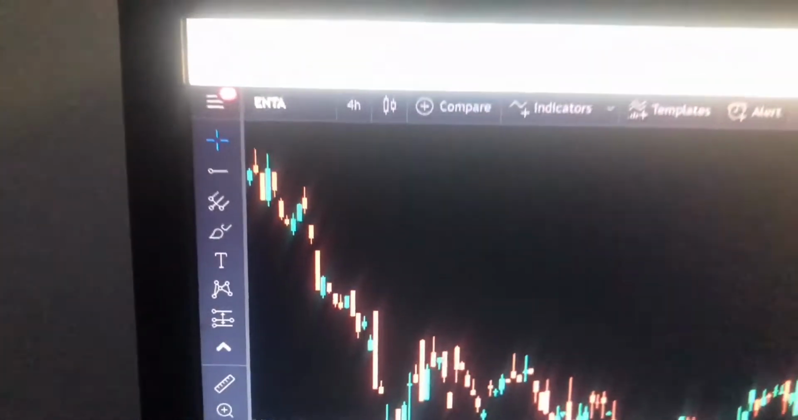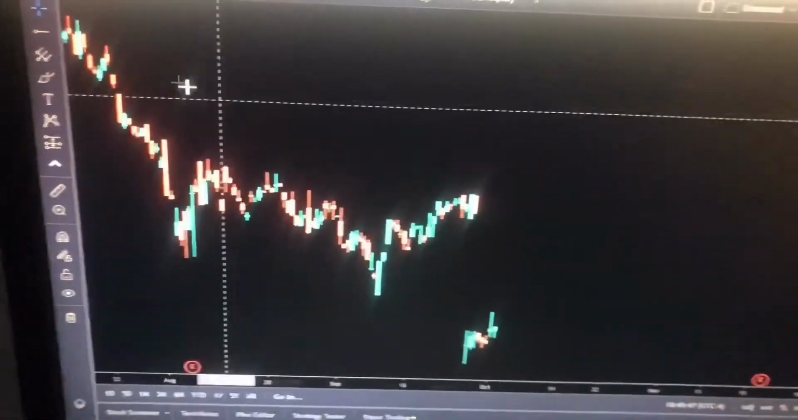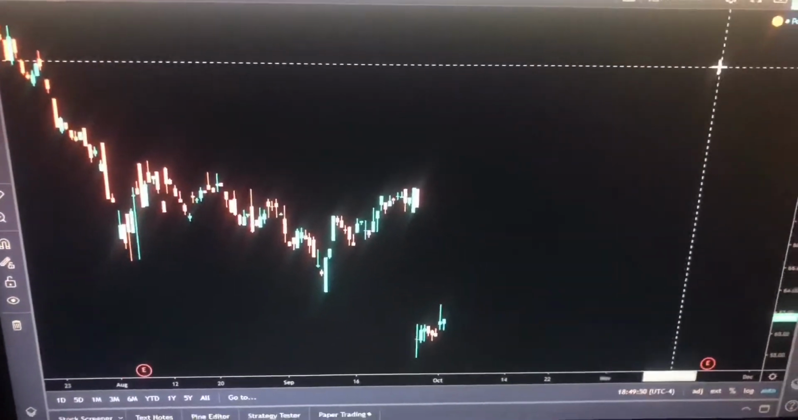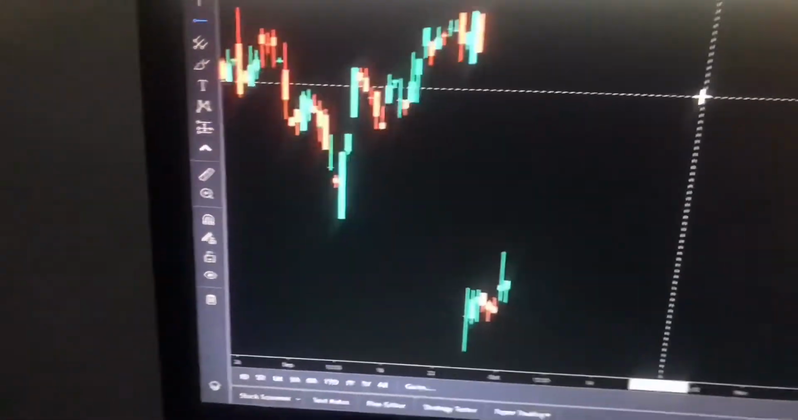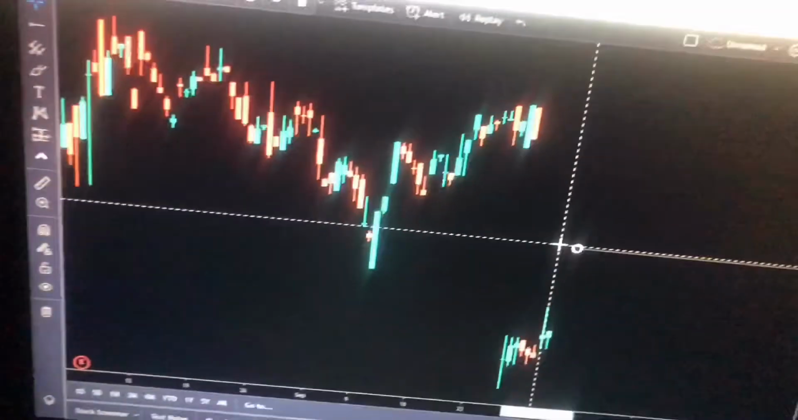As you can see, I'm looking at ENTA. This is not a real trade that I will really take, so do not mimic this trade whatsoever. All right, so as you can see, ENTH sold off.